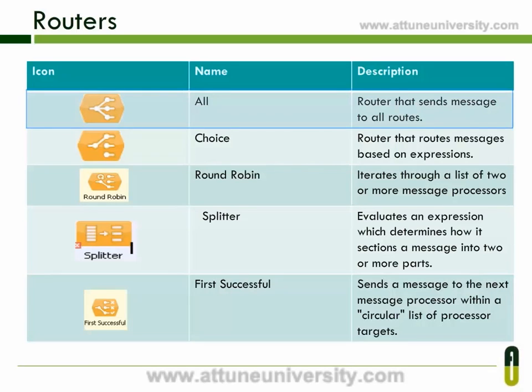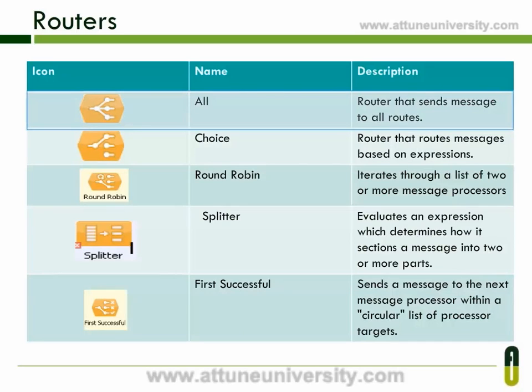One is the all router, and another is the choice router. All router. The all message processor can be used to send the same message to multiple targets. Router that sends a message to all routes. Choice router. The choice message processor sends a message to the first message processor that matches. Router that routes messages based on expressions.